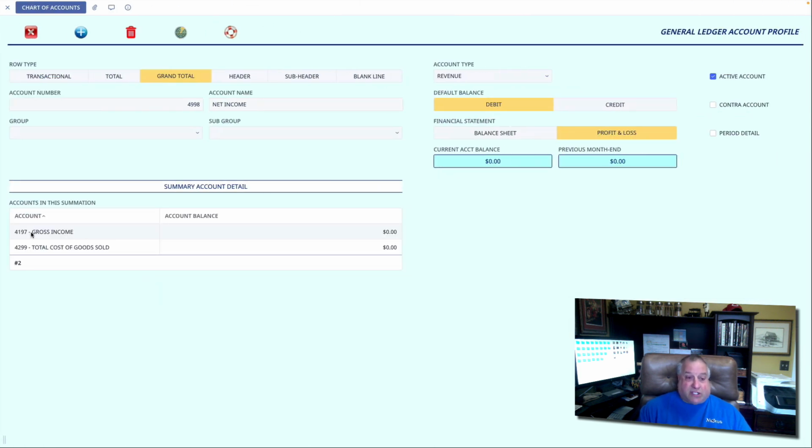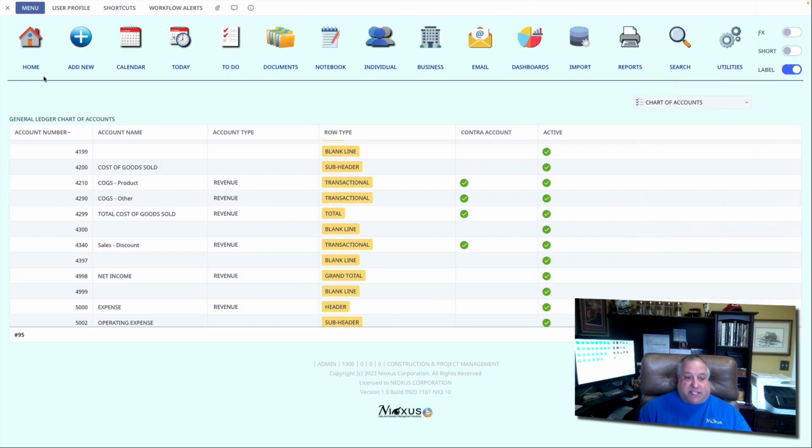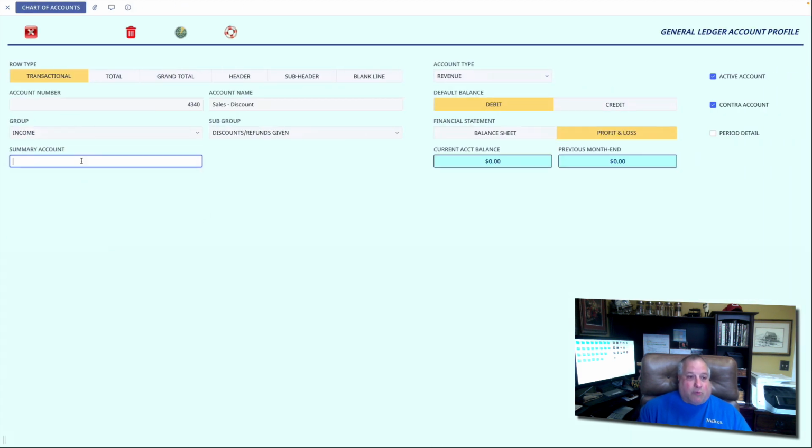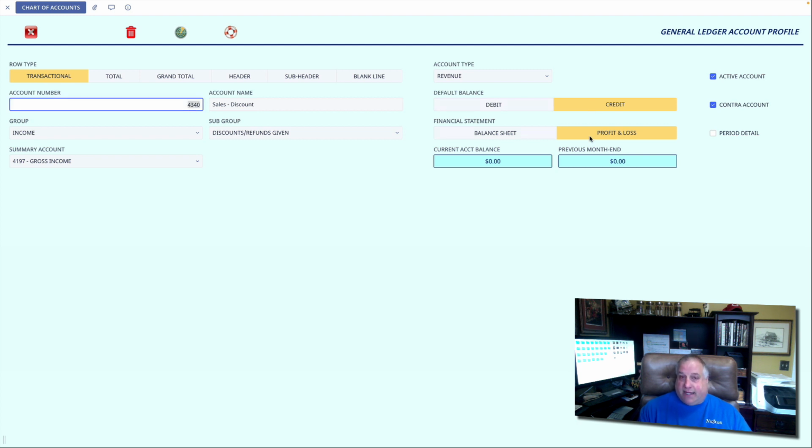Net income is total gross income minus total cost of goods sold, but we're missing one. We also want to net out the sales discount. So we'll roll that as a contra account to gross income. Since it's a reduction, it normally should be a credit balance because this is a revenue account, a 4,000 account on our P&L. But discounts reduce revenue. They are contrary to the earning of revenue. So it is going to be a contra account.